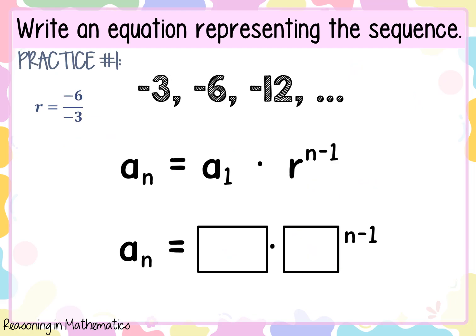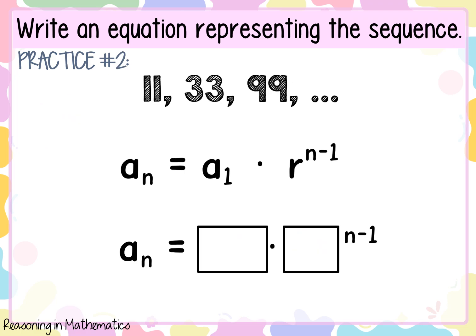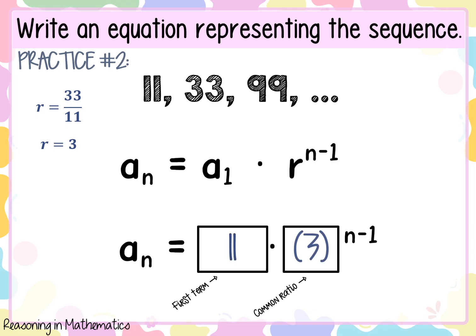Practice number 1. Let's do it again. Find our common ratio. -6 divided by -3 is 2. Let's put it in. First term is -3, common ratio 2, and we're done. Practice number 2. 33 divided by 11 is going to give us a common ratio of 3. The first term goes here, which is 11. The common ratio goes here, which is 3. And we are done with practice number 2.